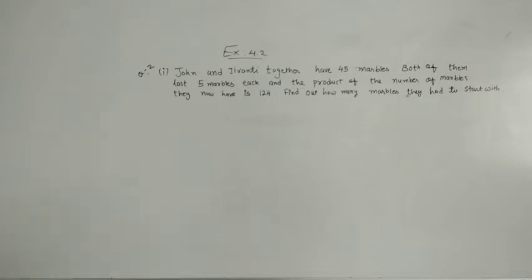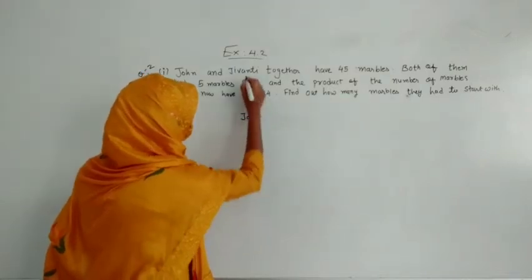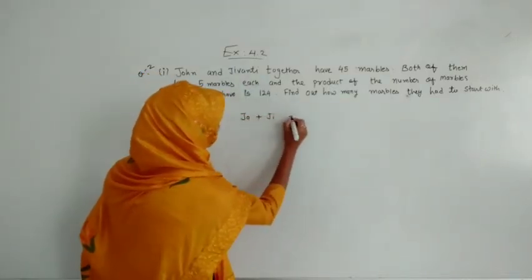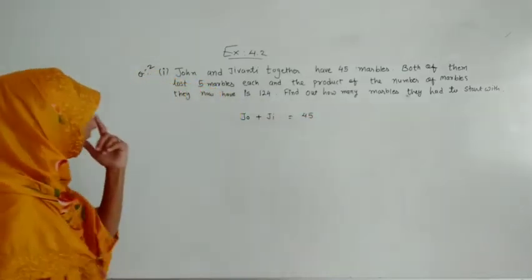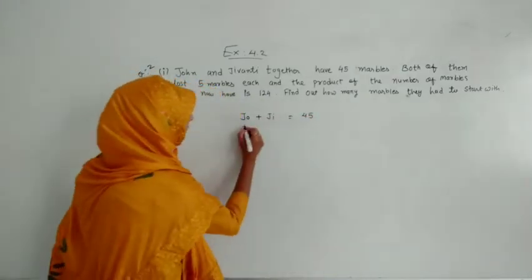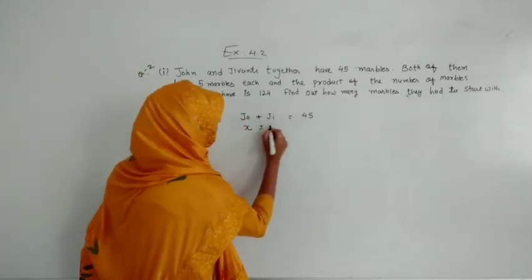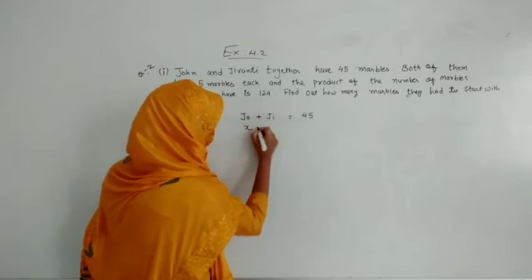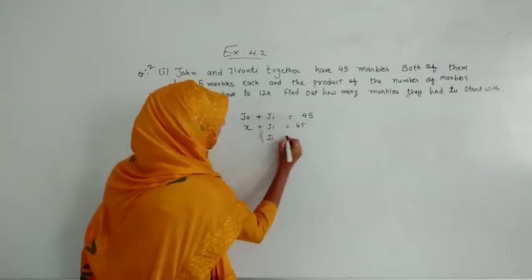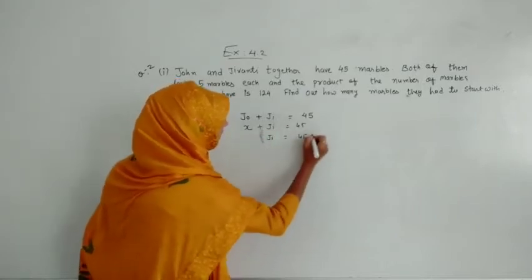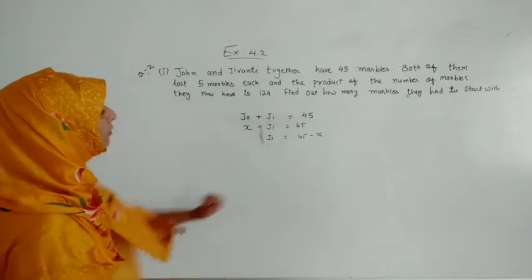So how will we guess it, let us see. The marbles which John has and the marbles which Jivanti has, all together they make 45 marbles. Means if we are guessing the number of marbles John has as x, then what number of marbles does Jivanti have? We will say that Jivanti has the total minus the number of marbles which John has. So it will become 45 minus x.